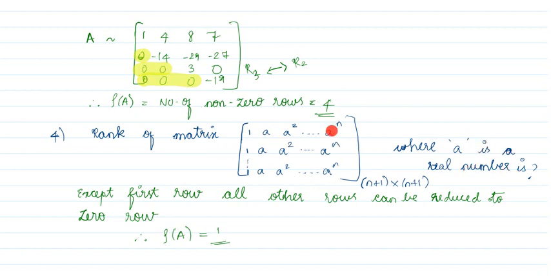So what is the rank of this matrix? Very simple, right? You can make all the other rows zero rows just by subtracting the corresponding row with R1. So only the first row will be a non-zero row and all the other rows will be zeros. So the number of non-zero rows is 1. These are all GATE problems.